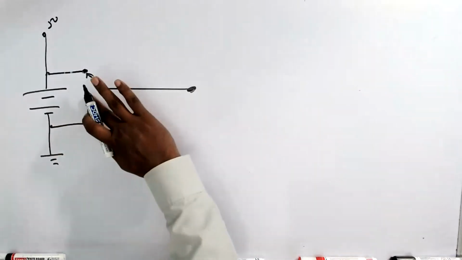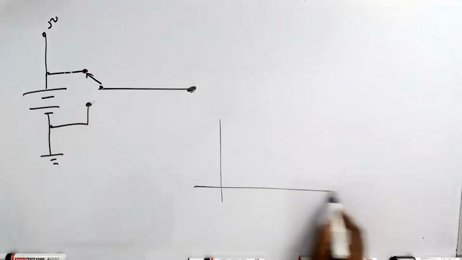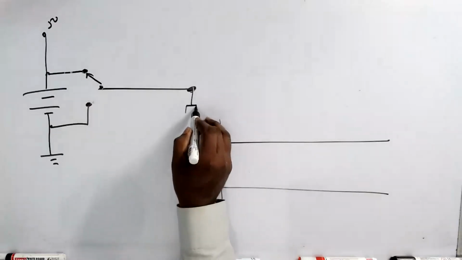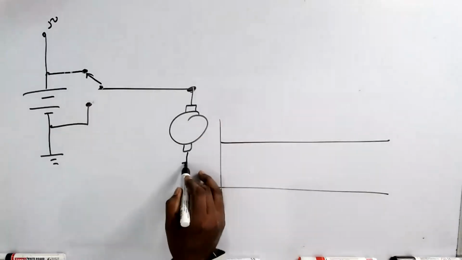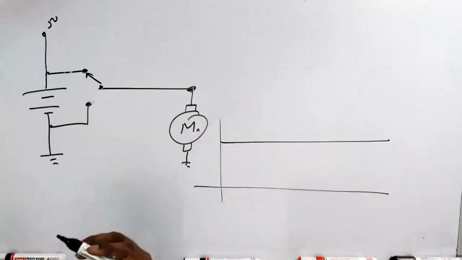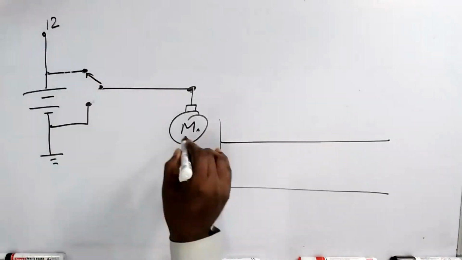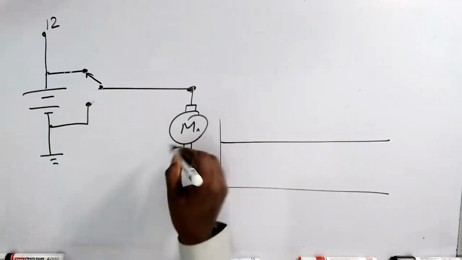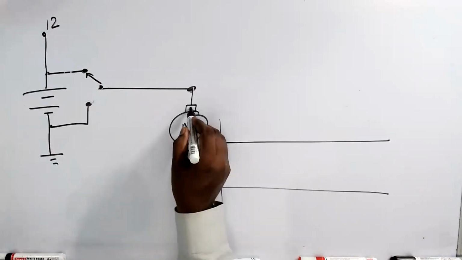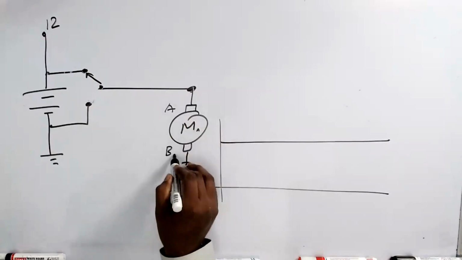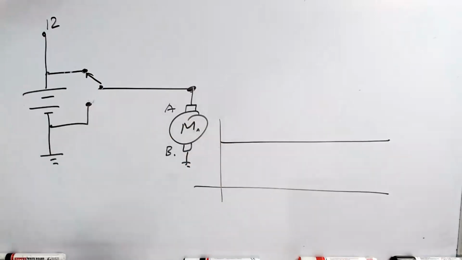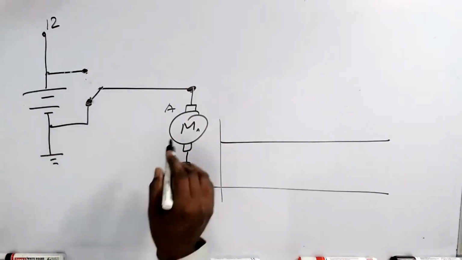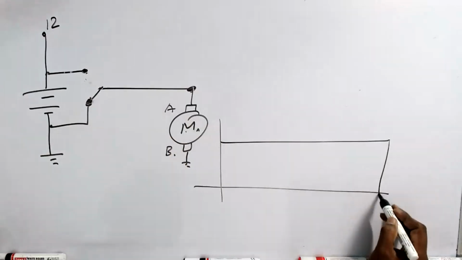When the switch is at top, I always get 5 volts. So if I connect a motor here, the motor will be rotating. This is a simple connection. Let's say I apply 12 volts and the motor will be rotating. Let's say this is A and B. Now, if I move the switch to the bottom, then the motor will stop. That means it's 0 volts.